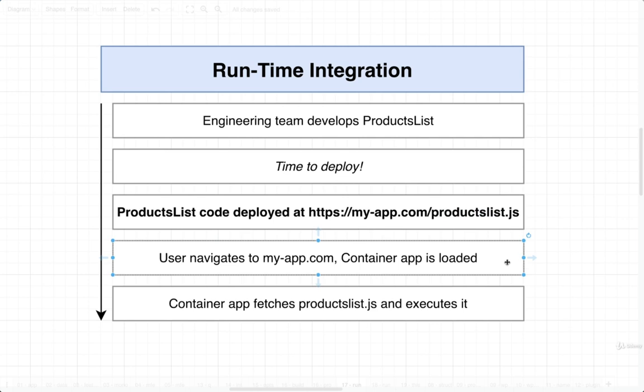So then whenever a user navigates to, say, myapp.com, we would load up the container app. And at that point in time, the container app would then fetch that productslist.js file and execute it. So notice that in this approach, the container only gets access to the source code of products list after the container has been loaded into the browser.